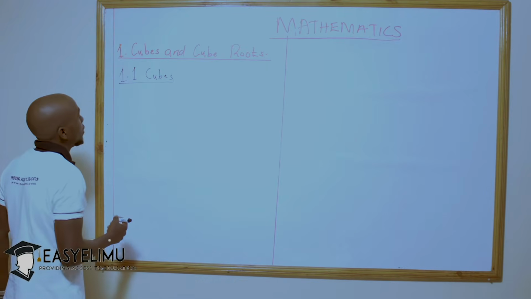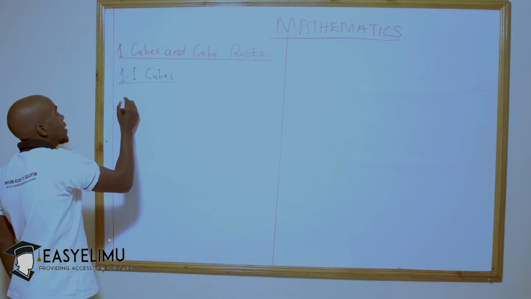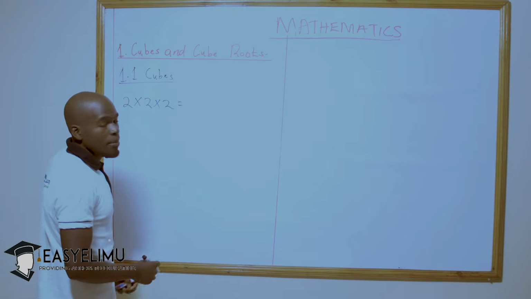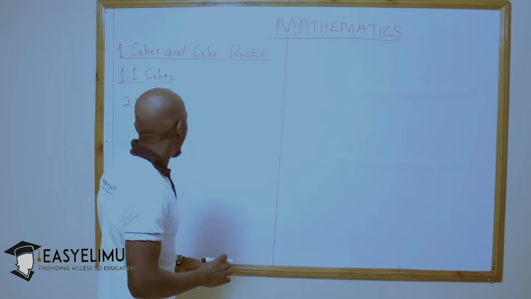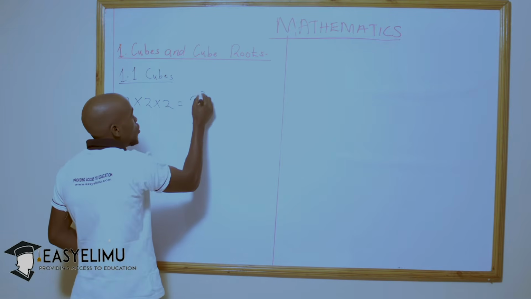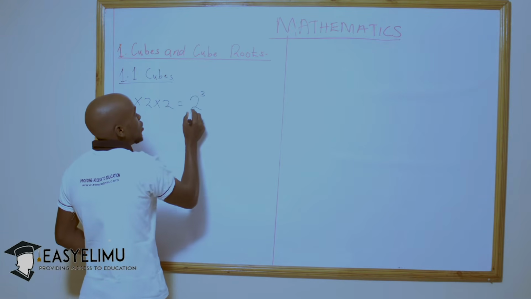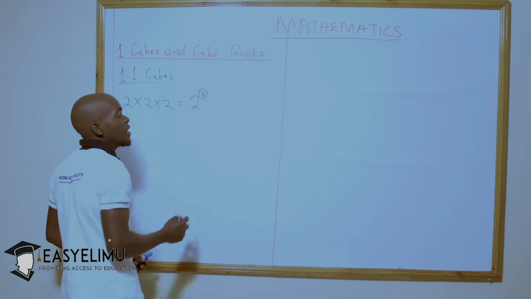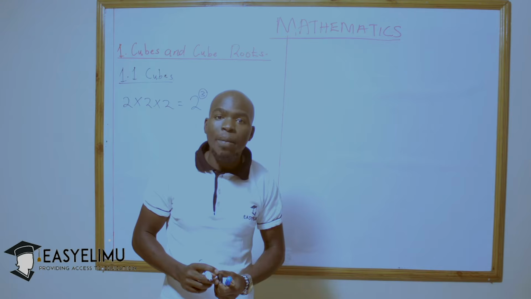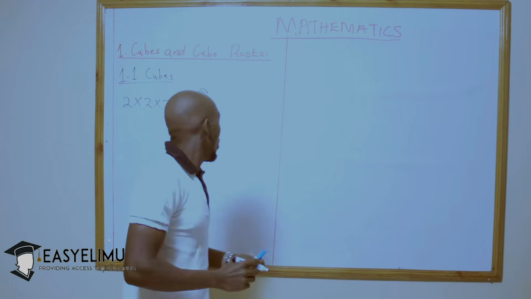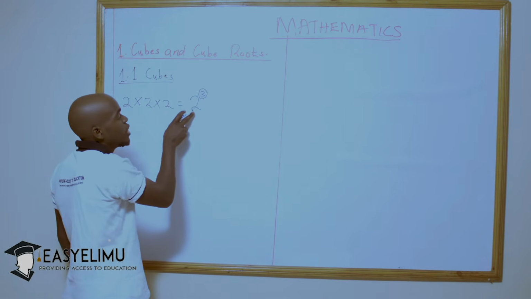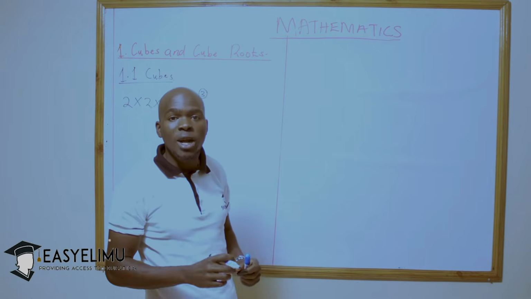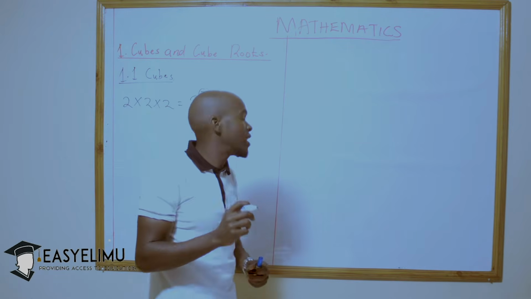We shall look at having a number such as 2 multiplied by 2 multiplied by 2. This can be written in cube form as 2 raised to 3. This 3 means the power to which that number is being multiplied. So if you have been given 2 raised to 3, it means you have to multiply that 2 three times.